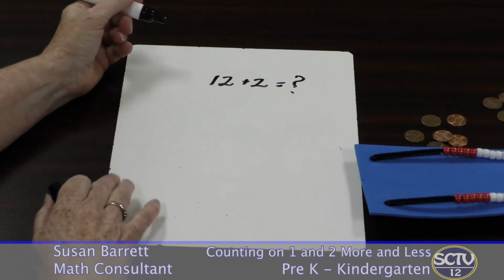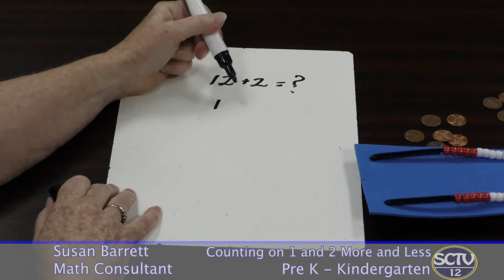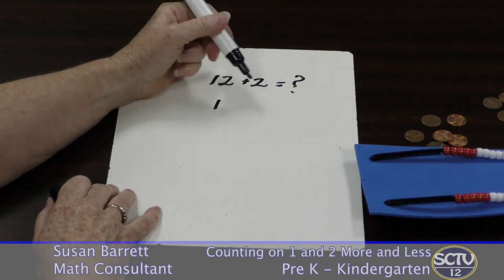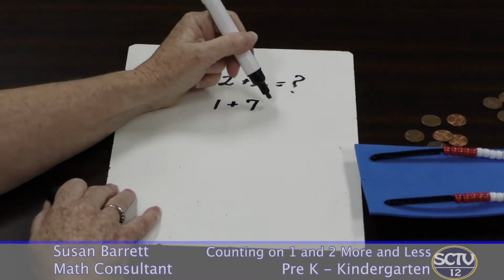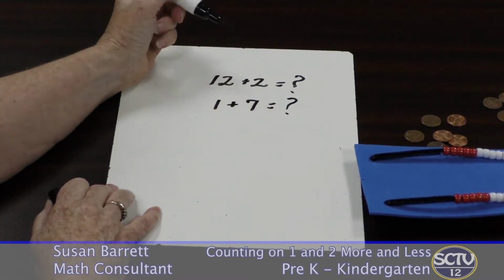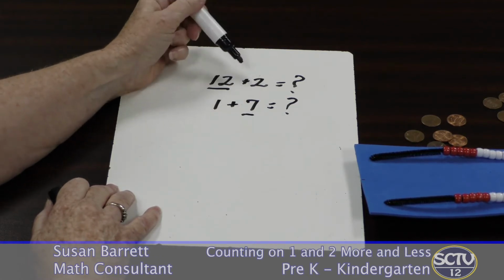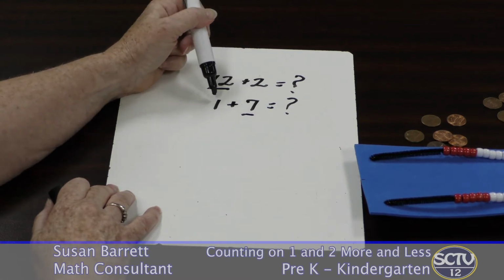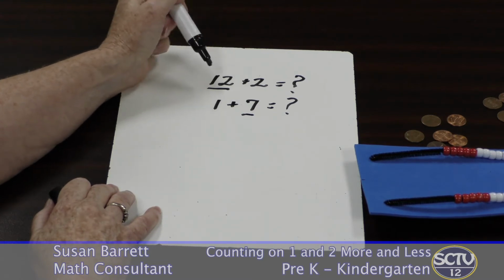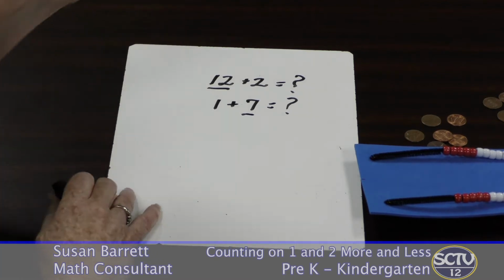You might try starting with a smaller number, like 1 or 2, and have a little story like, there was 1 child at the lunch table, and then 7 more kids came over. How many are there now? Again, what you're looking for is that your child starts with the larger number and knows to just count on 2 more here. Here, start with the 7 and 1 more. If your child can do that without counting, just tells you this is 14 and this is 8, that's great.